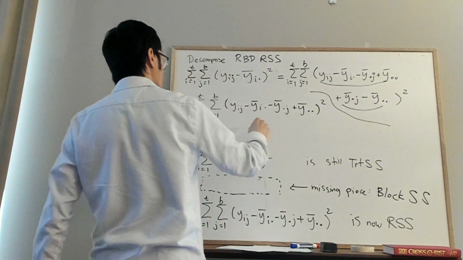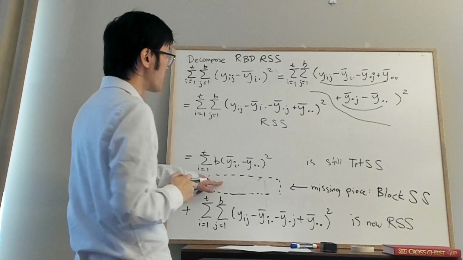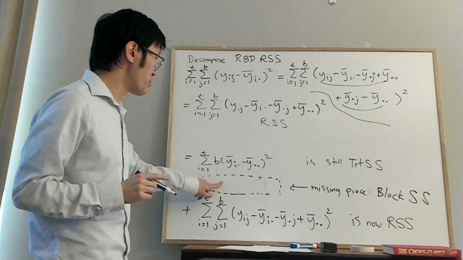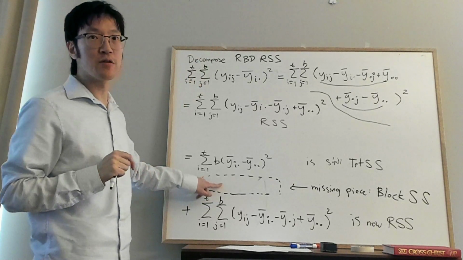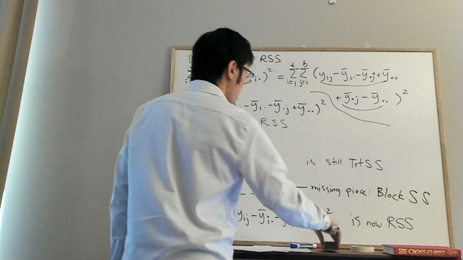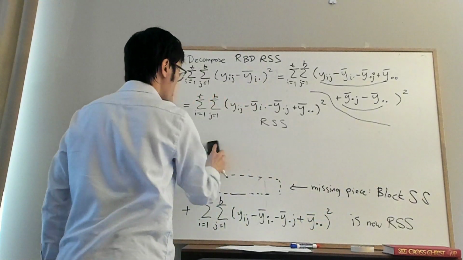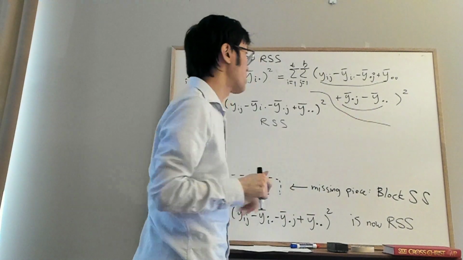Okay, so this is now our residual sum of squares. And then the second square term is exactly what we have been talking about here, the missing piece. That's the block sum of squares. So at the end of this, what does the block sum of squares term look like? Well, now we know what it looks like. It's this second piece squared.